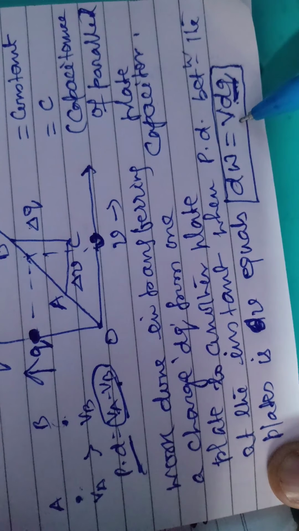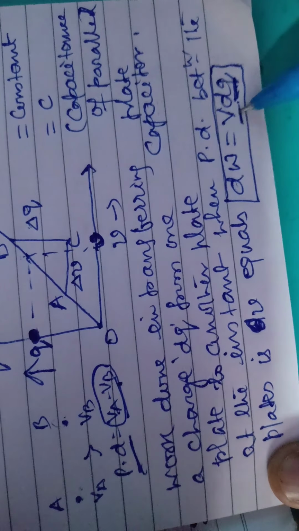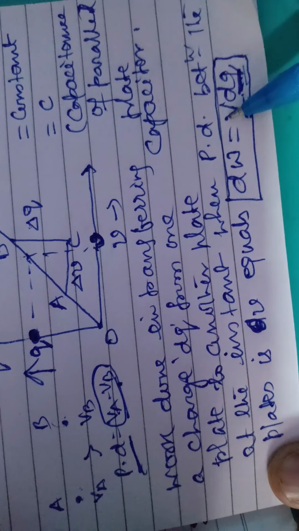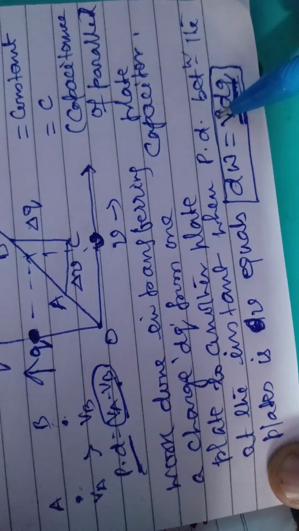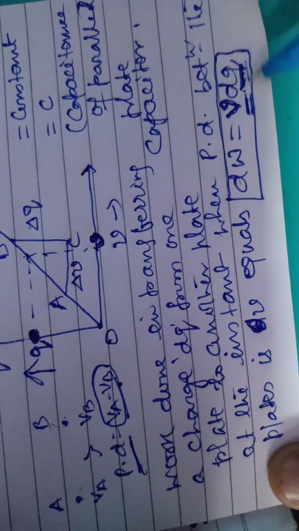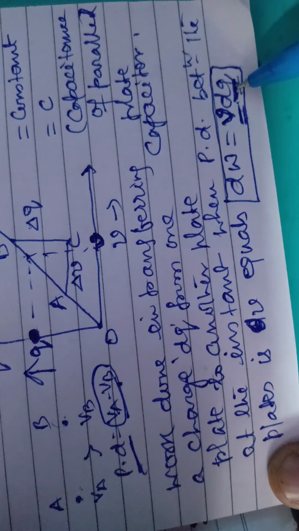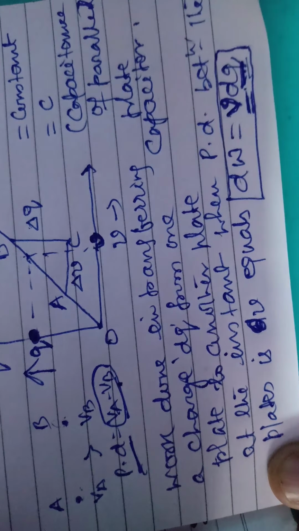Here potential difference between the plate is V and the charge transferred is dq. Since work done per unit charge is this potential difference v, a small v, then the total work done in transferring a small amount of charge dq will be v into dq.